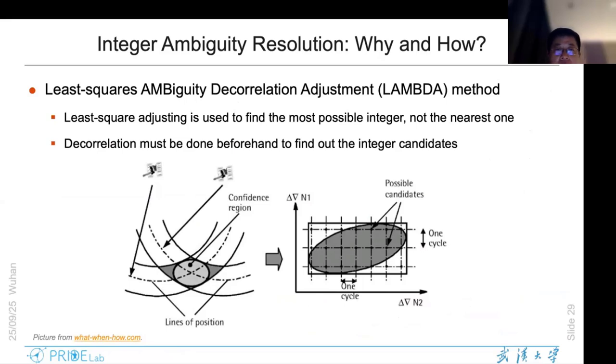The first one is simple integer rounding, which is not shown here. In some real-time and kinematic positioning tasks, we normally use the least squares ambiguity decorrelation adjustment method, which is called the LAMBDA method, to search for the integer candidates for the ambiguities. This is the most efficient way to search for the ambiguities, and after we use some validation approach to confirm these integer candidates are correct, we can fix them directly to those integers to have improved precision.